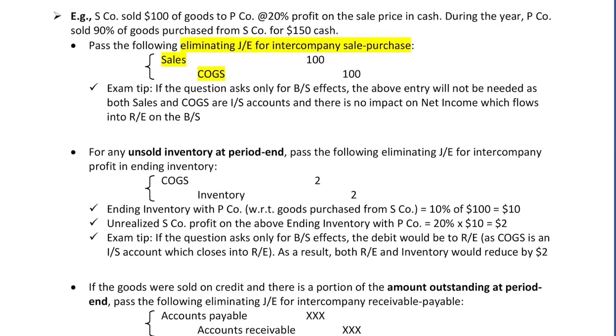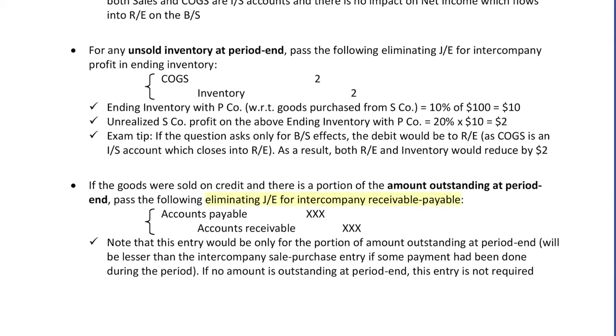You also need to make sure that you have the elimination of the intercompany receivable payable. On such an entry, you're going to have accounts payable on the debit and accounts receivable on the credit. Now, if due to the intercompany sales of inventory, there's some profit in ending inventory, we need to make sure that there is elimination of the intercompany profit in ending inventory. And such an entry would have COGS on the debit and inventory on the credit.